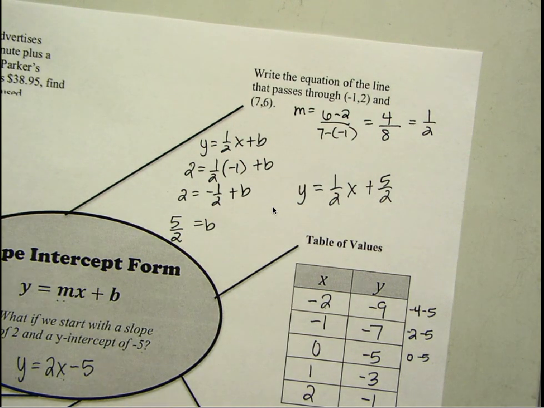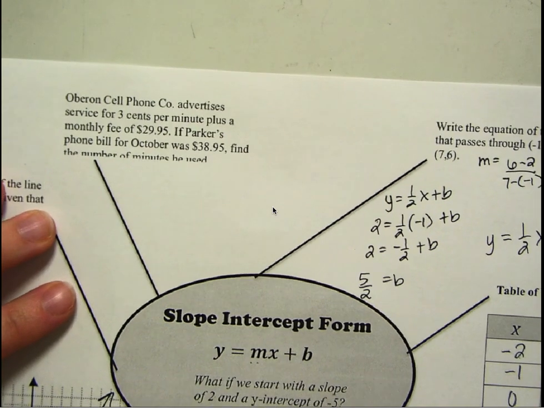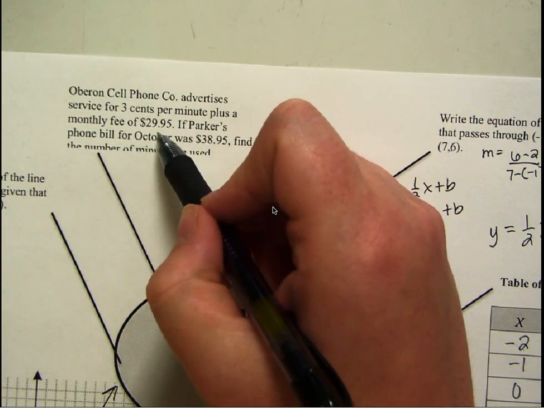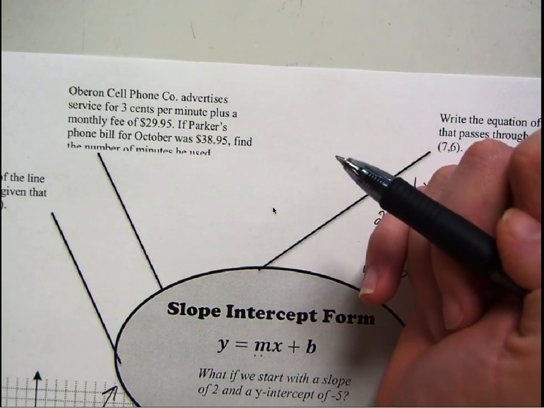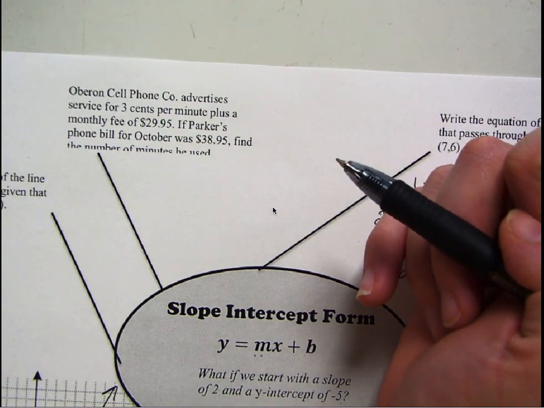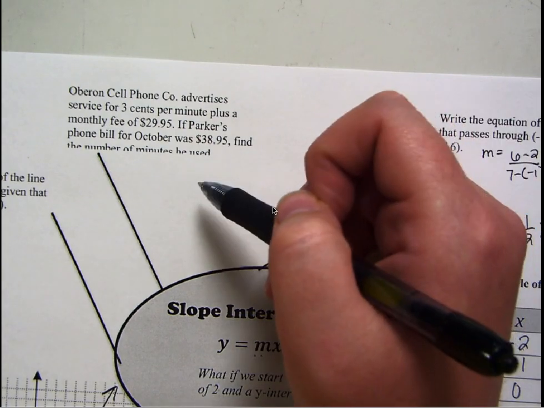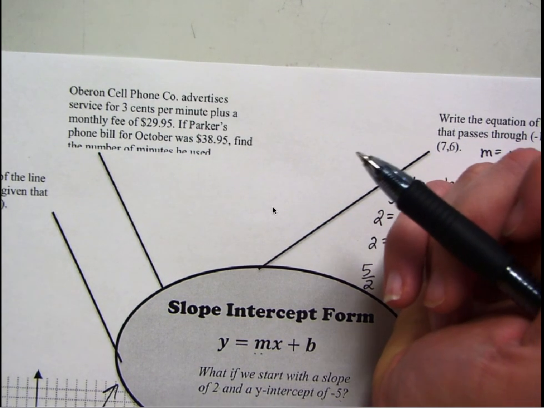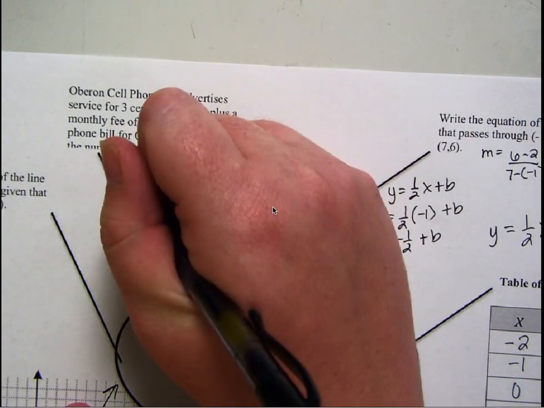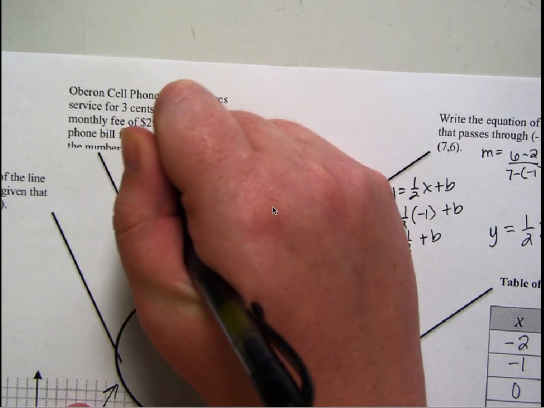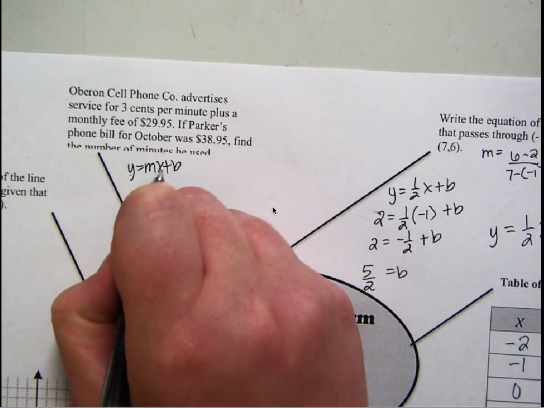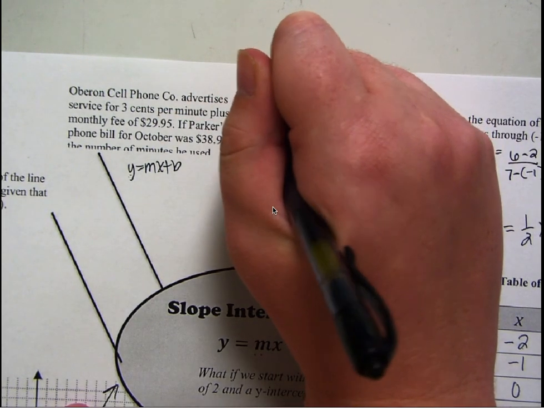Okay, let's look at an application problem. Oberon Cell Phone Company advertises service for 3 cents per minute plus a monthly fee of $29.95. If Parker's phone bill for October was $38.95, find the number of minutes he used. Okay, we're going to write the equation, y equals mx plus b. To do that, we need to define what x and y are representing.